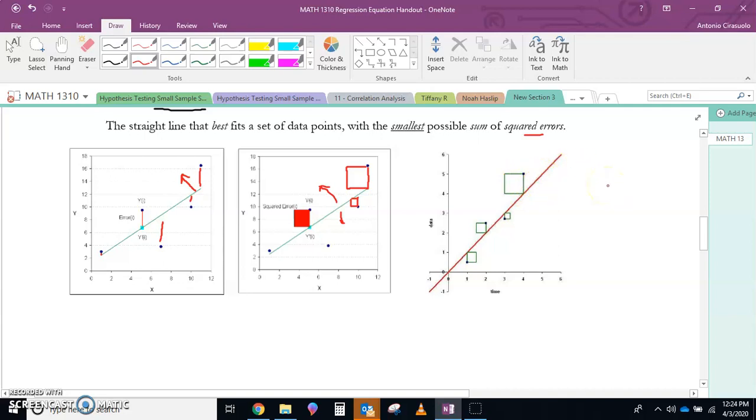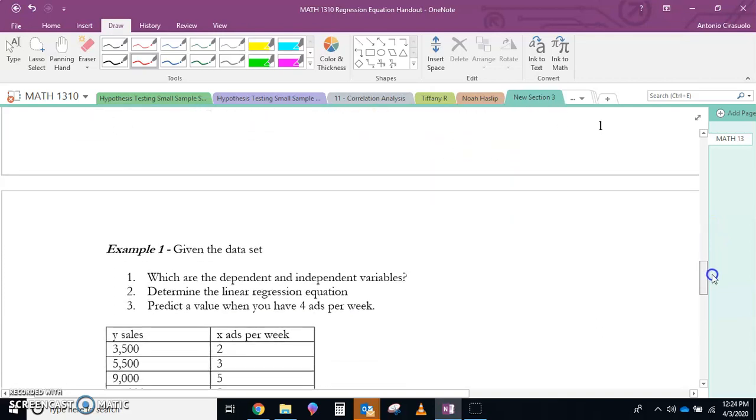So that's what's going on mathematically behind the scenes. We don't have to worry about that. Like I said, inside the calculator, all that's taken care of. We're just interested in saying, okay, what is the model that best fits through the data? Let's take a look at our first example.